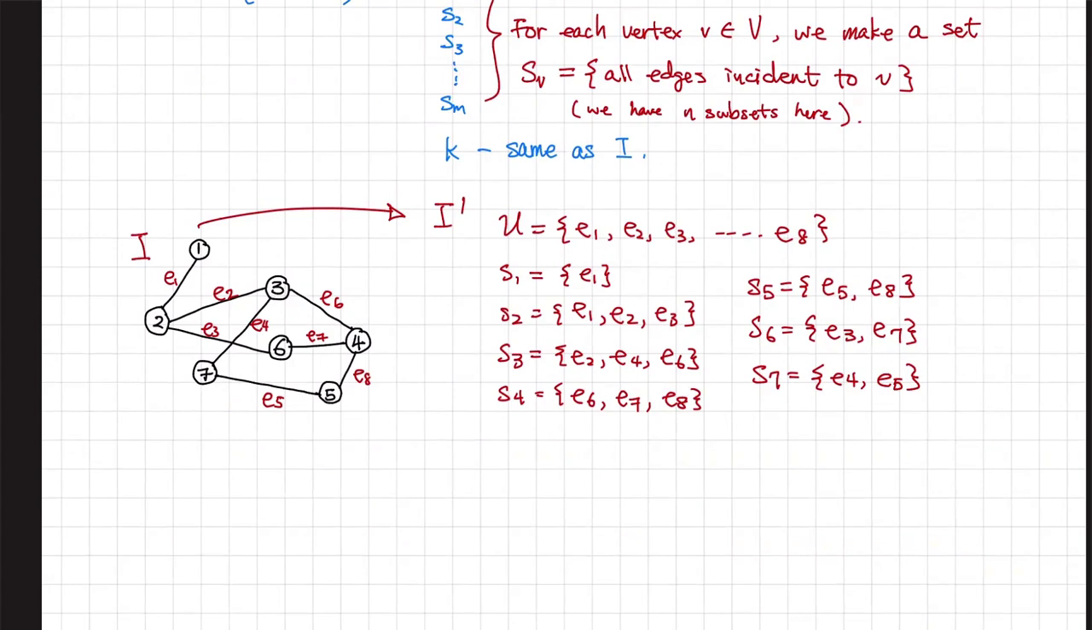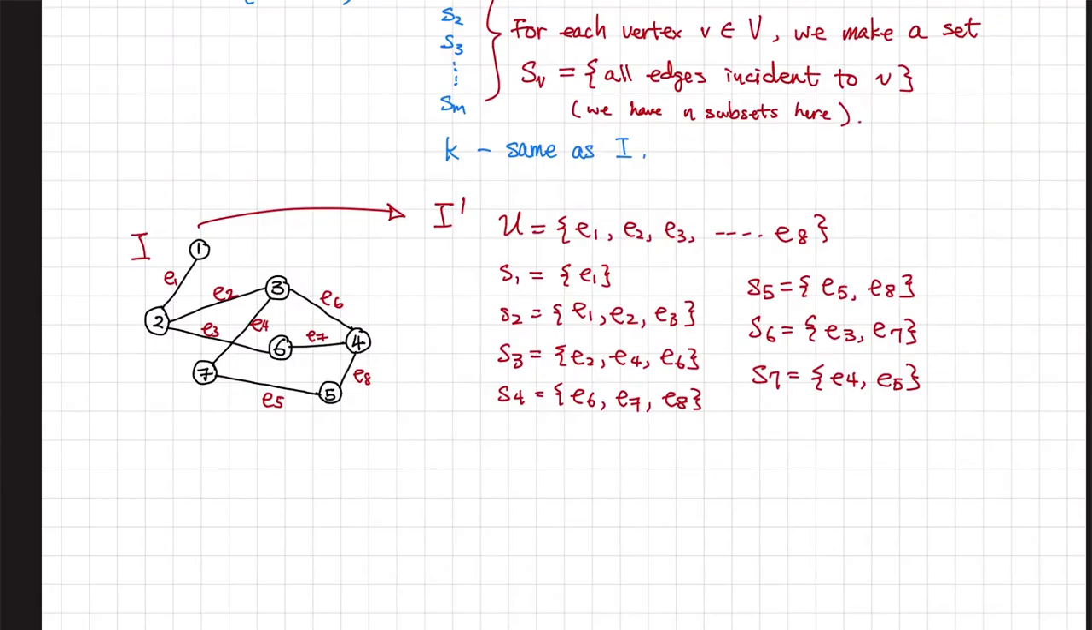Now to convert the input, the universal set is all the edges. I labeled the edges, so I have 8 edges here. That's our universal set. Now each vertex that you look at, vertex 1 is translated to subset S1 because it only has 1 edge connected. You look at vertex 2, it has 3 edges connected to it, E1, E2, E3. So S2 is E1, E2, E3. That's a total of 7 subsets. You see that there is a one-to-one relation.